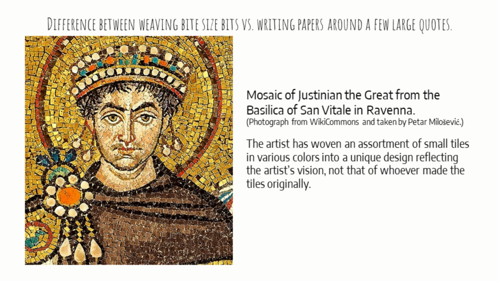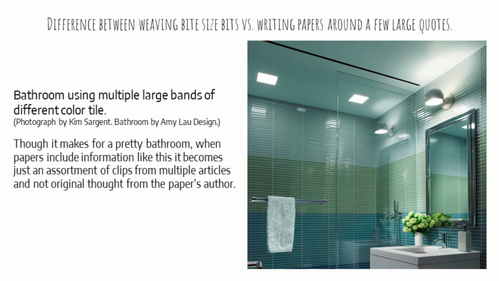So to illustrate this, let's look at a visual example. Take this mosaic of Justinian and imagine each different colored tile is a different source. But they have been arranged by the artist to tell the story the artist wants to tell without reference to whatever the maker of the original tiles intended. That's the goal here. But this pitfall that I described, this issue of just summarizing source by source, that would look more like this. And for a bathroom, we can consider it pretty, depending on your taste, but that's just not the goal here with a research paper.